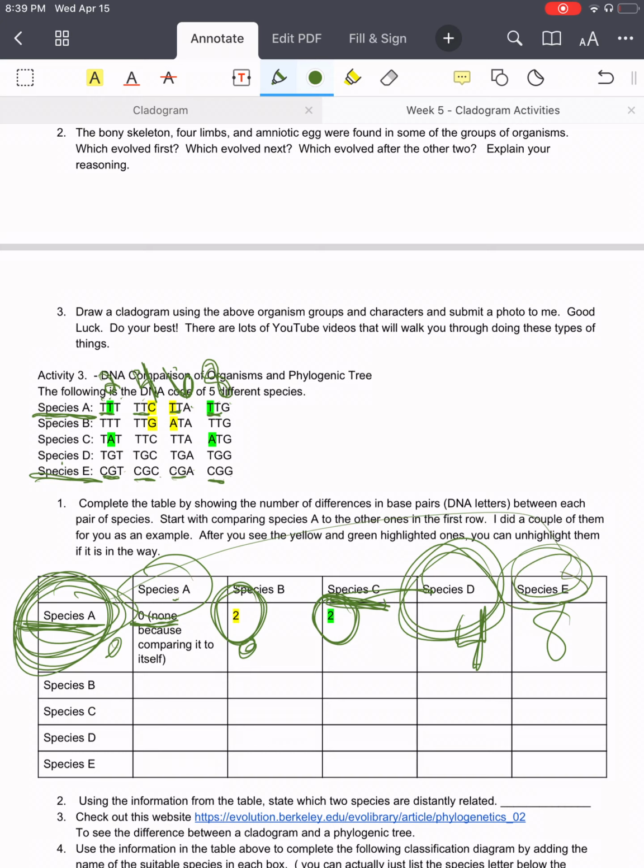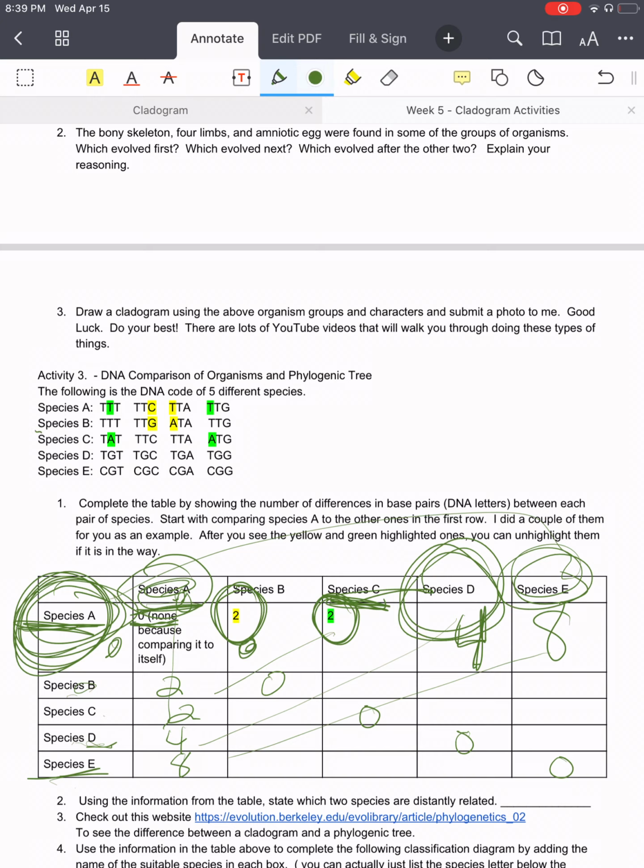So what's good to know is, when you compare B to B, there's 0 differences, and C to C, there's 0 differences, and D to D, there's going to be 0 differences, and E to E, 0 differences. And you really have this first column done now. So A to B, there's 2 differences. We did that one. A to C, we did that one. A to D, we did that one. And then A to E, we did that one already. So you got to go back and check out the next set. Now you're done with species A. You don't have to compare that to anything else, I believe now.